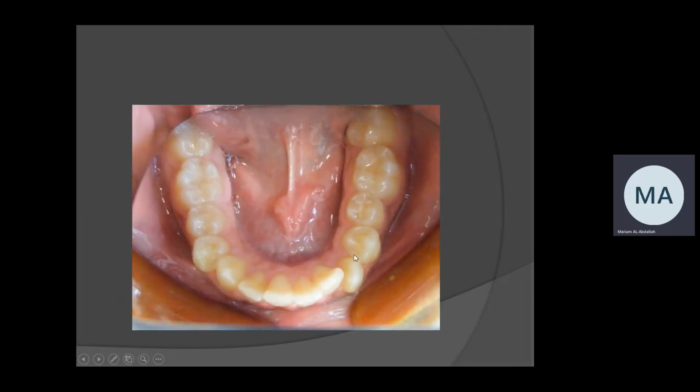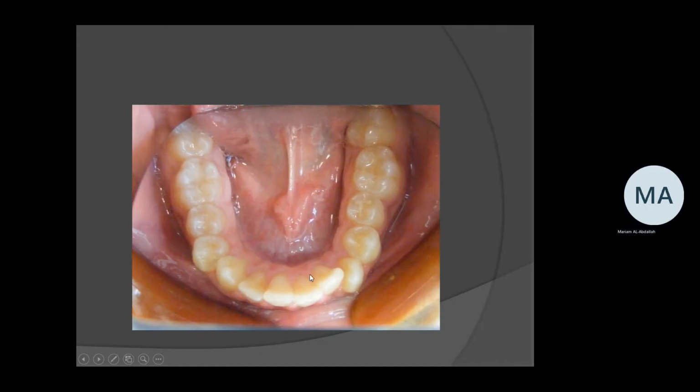Here we have moderate crowding. This lower left canine is mesio-labially rotated. You can see that the mesial contact point is more severely displaced than the distal contact point. So the accurate description of the rotation of this tooth is mesio-labially rotated. Okay, and this is mesio-labially rotated 4, and the disto-lingually rotated 3 in the right quadrant.